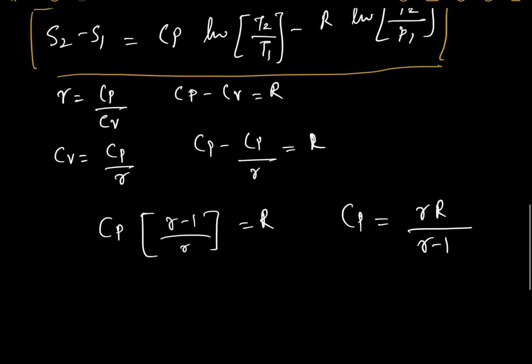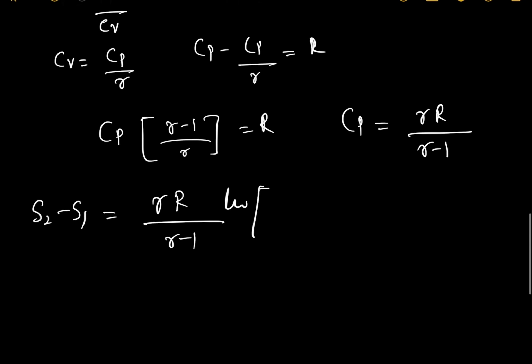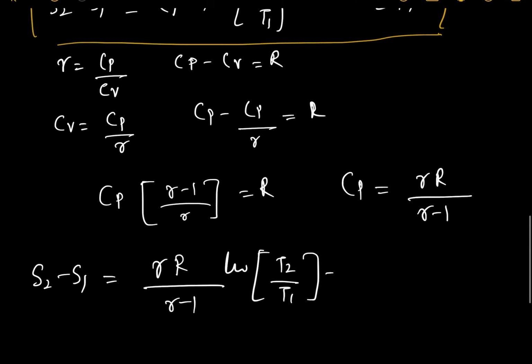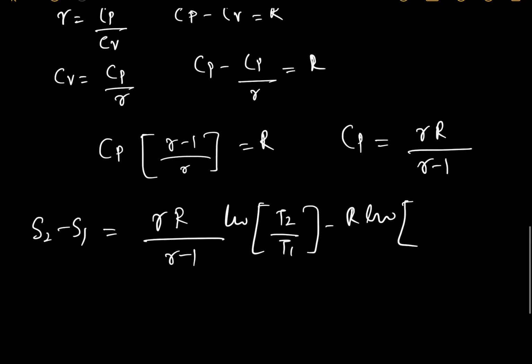So let's put this value in the equation. We'll get S2 minus S1 equals gamma R by gamma minus 1 natural log of T2 by T1 minus R natural log of P2 by P1.